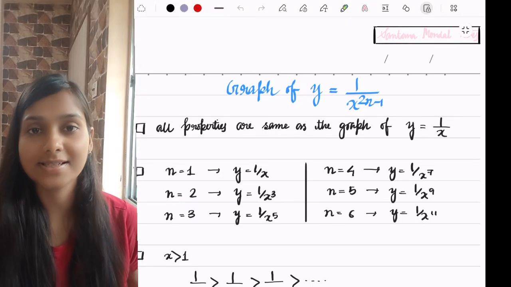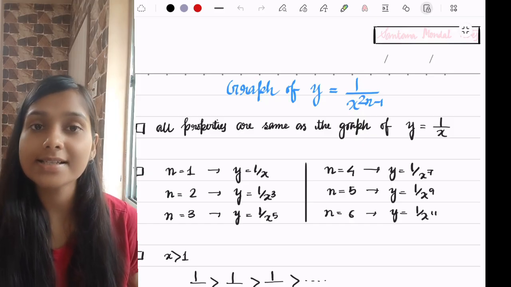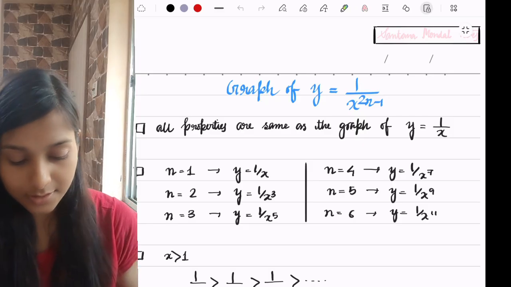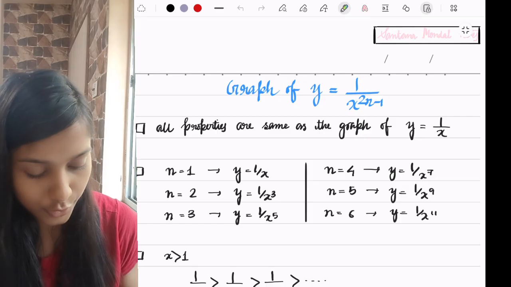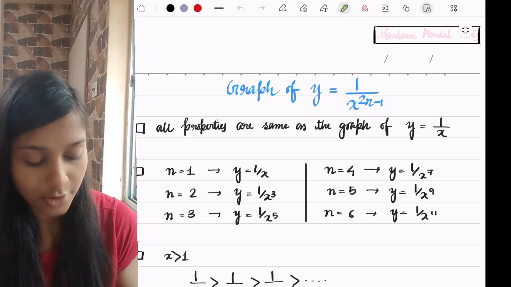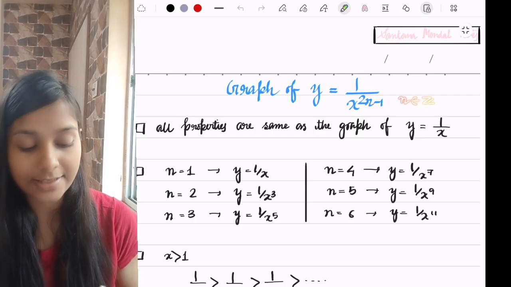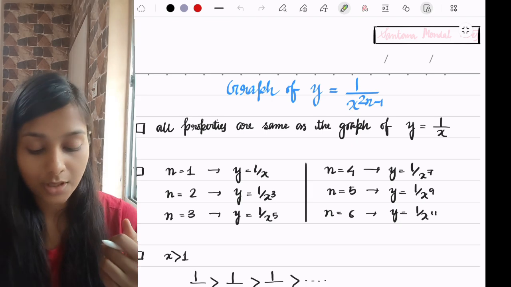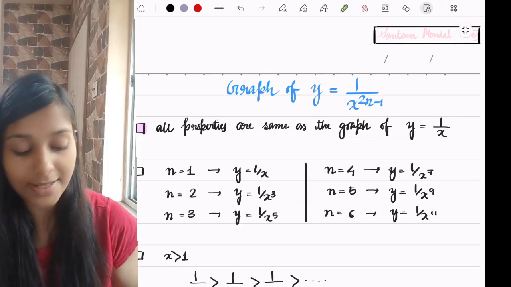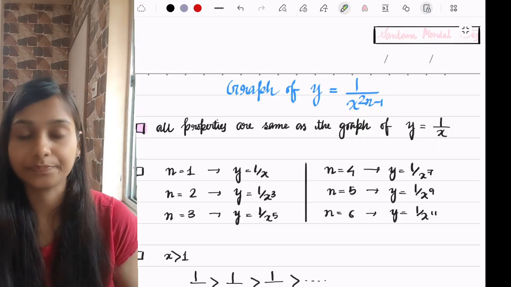In today's video, I'll be discussing the function 1 by x power 2n minus 1. It is a generalization of the functions of type 1 by x. So let me show you. This is the general form of the function y equals x power 2n minus 1. Now this n belongs to the set of integers, which is Z. Okay, so this function has exactly the same property as the function y equals 1 by x.